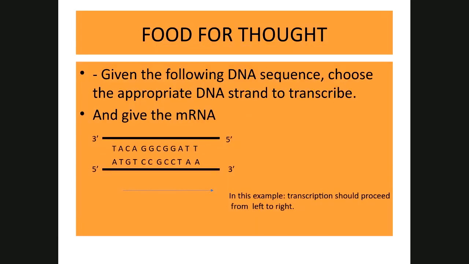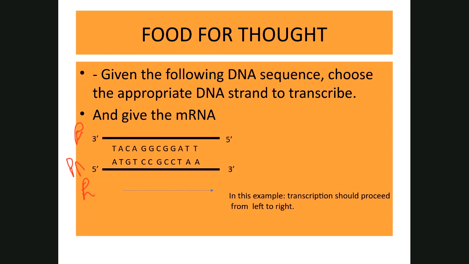It says, given the following DNA sequence, choose the appropriate DNA strand to transcribe and give the messenger RNA. The transcription is proceeding from left to right. The promoter region is somewhere in here, on this side.